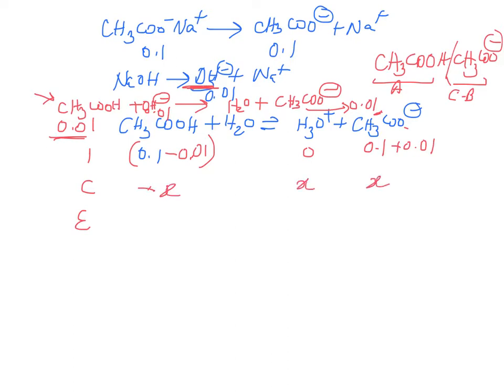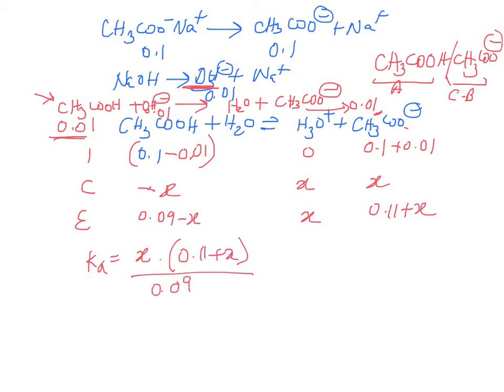And so your overall reaction is going to be 0.09 minus X at equilibrium, X for the case of hydronium, and 0.11 plus X for the case of acetate. And now if you use these numbers to plug in for your Ka, your Ka will start looking like hydronium, which is X, times acetate, which is 0.11 plus X, divided by 0.09 minus X.